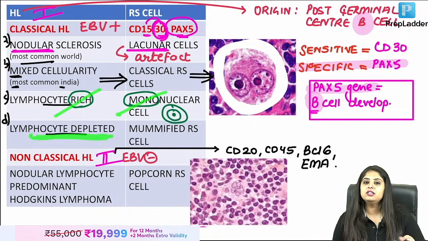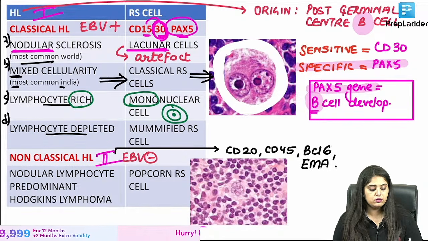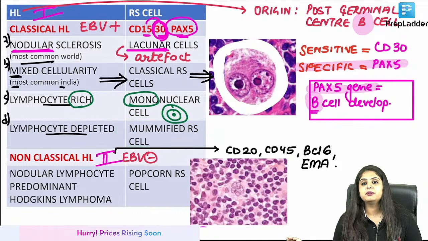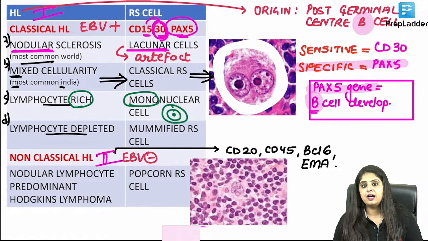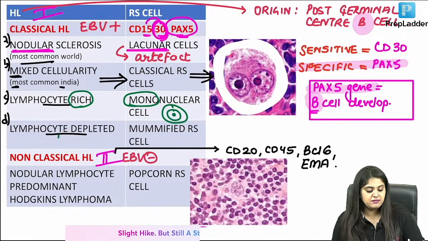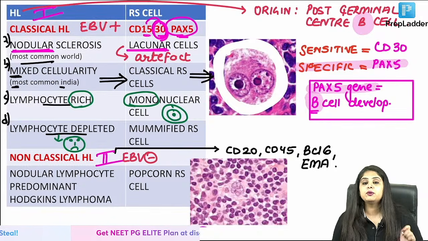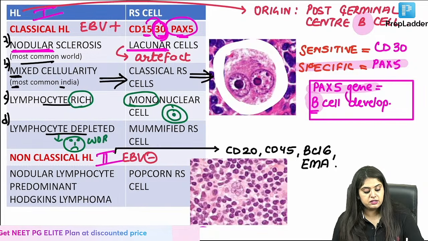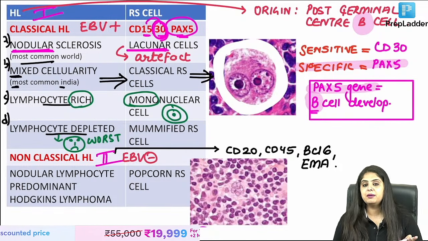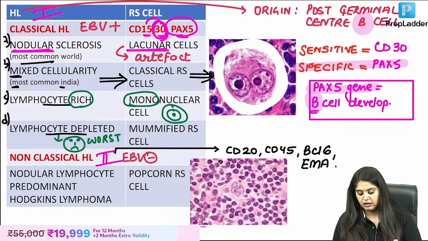Lymphocyte depleted, all the lymphocytes have died. The lymphocytes are dead, the RS cell is also dead, it has become a mummy. It is a mummified RS cell, and obviously this dead one is too much of dead. It takes the patient a bit towards death too, unfortunately. The prognosis of this is going to be the worst. Dead name, dead mummy RS cell, and dead patient is how we learn it.